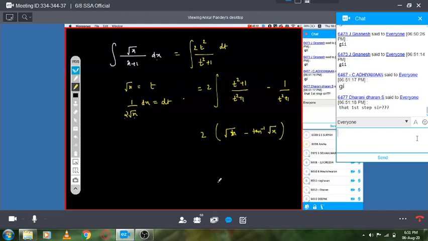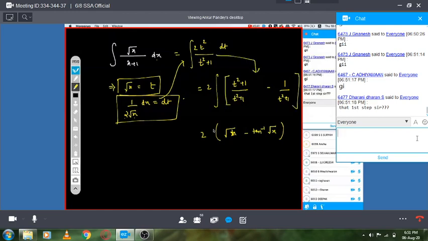First step, beta. See. We removed root x, brought in this. When substituted, it became a format we know. We sent 2 out. This can be written like this. And we got our answer. Got it, Dharani?